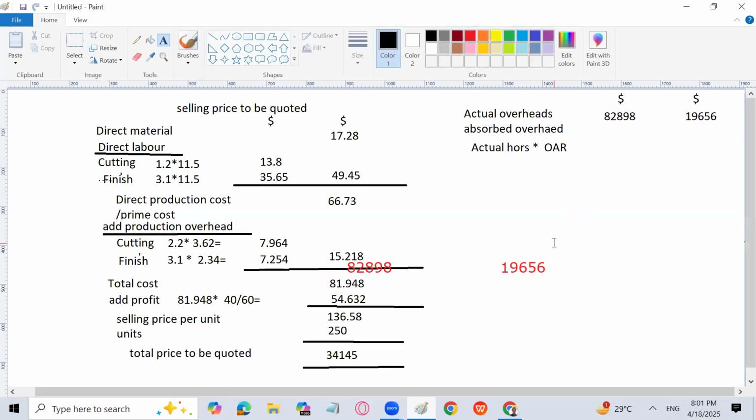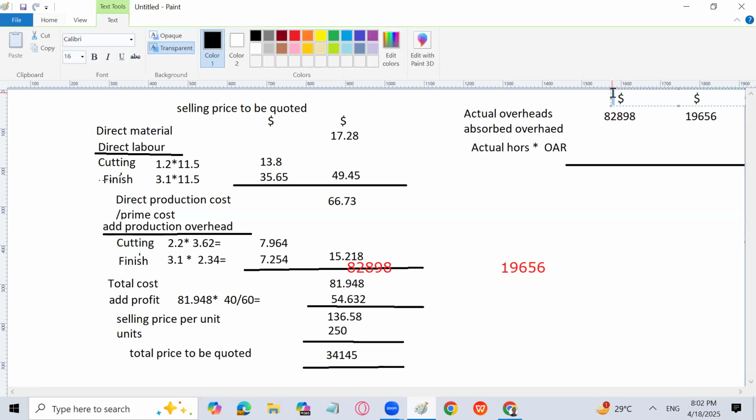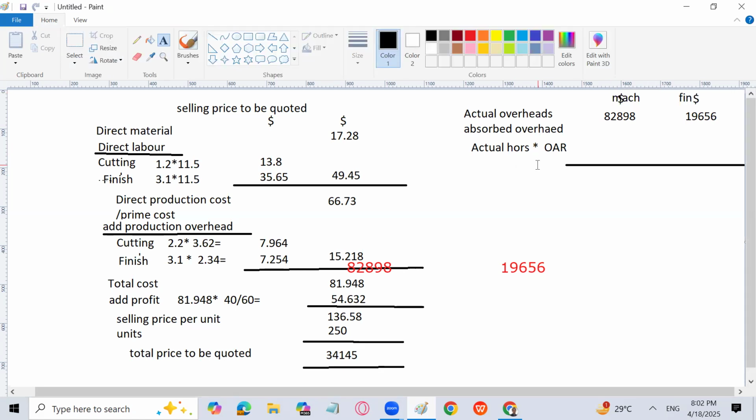19,656. Now I will compare these two actual overheads with the absorbed overhead cost to find under or over absorption of overheads, right? So let's see. This is machining, and this is finishing. Okay. So actual hours into OAR. Let's talk about machining first.